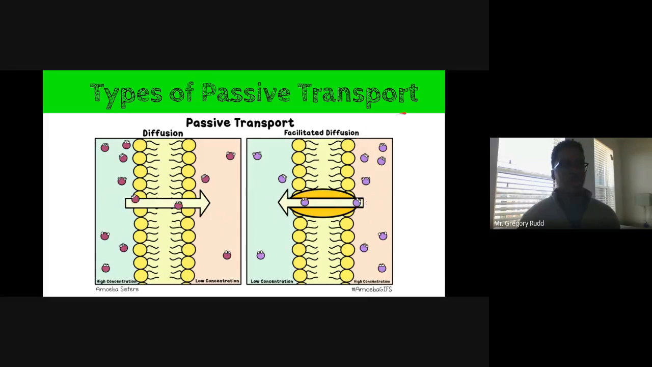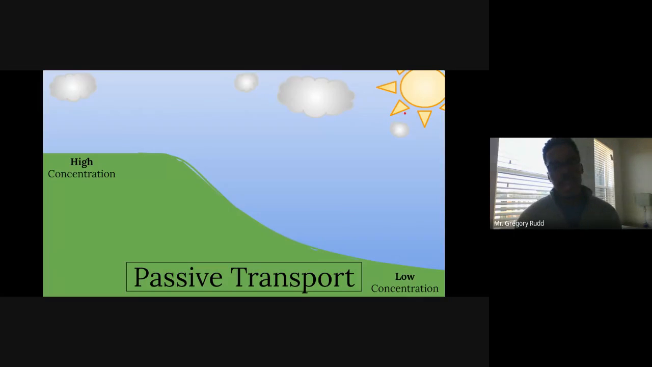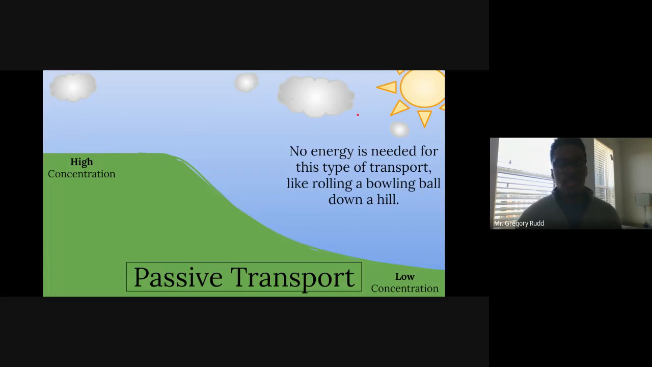Okay. I always like to think of this analogy of being on a hill. Hopefully, you all, as children, had an opportunity to be at the top or at the bottom of a hill. You would run up or you'd run down. So, at the top of the hill, that's like the high concentration area. The bottom is the low concentration area. In passive transport, no energy is needed. So, it's similar to just rolling a bowling ball down a hill. If you placed the bowling ball at the top of the hill and just gave it a really small nudge just to get it rolling, gravity is going to do the rest of the work. So a small nudge is going to get this bowling ball all the way down the hill. Pretty easy.